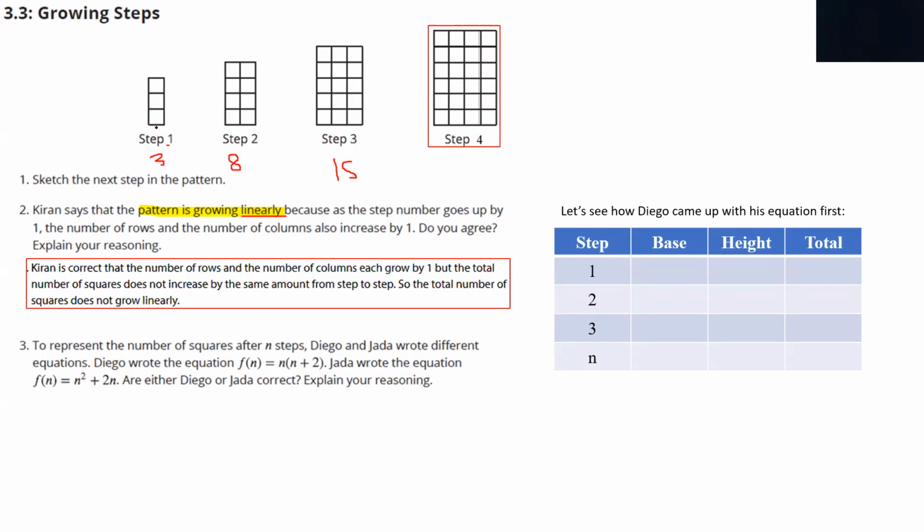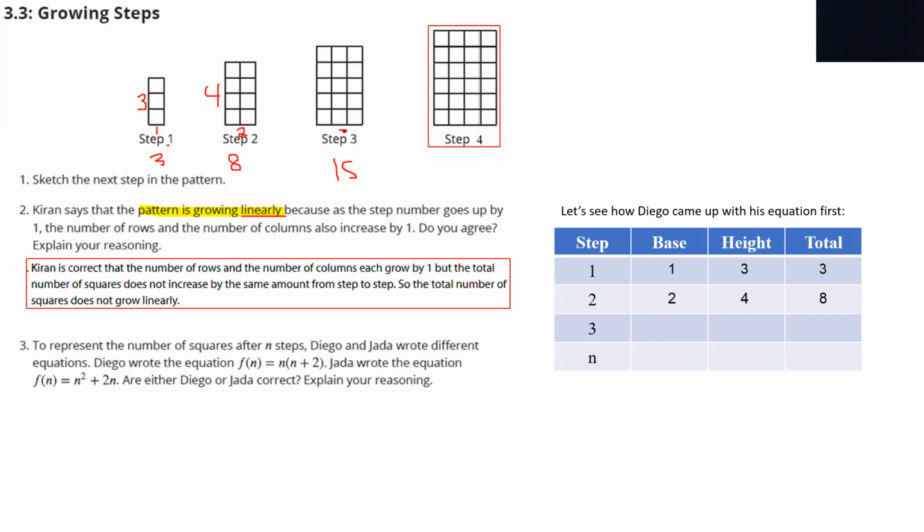So in this case, our base would be 1 and our height would be 1, 2, 3. And if we want to know what the total is, we count 1, 2, 3, or we multiply 1 times 3, and we get a total of 3 squares. For step 2, there's a total of 2 for our base, 1, 2, 3, 4 for our height. So if we multiply 4 times 2, we get 8.